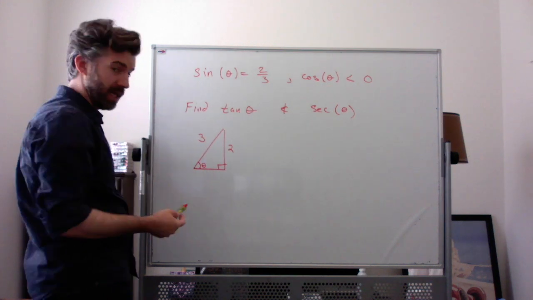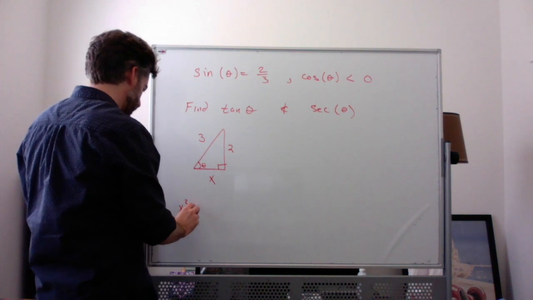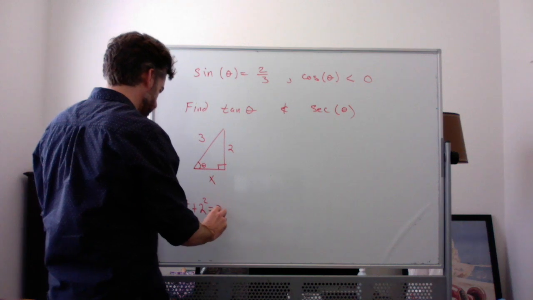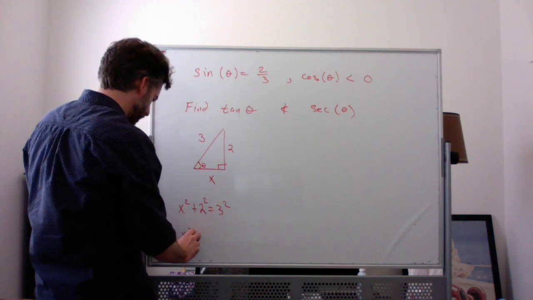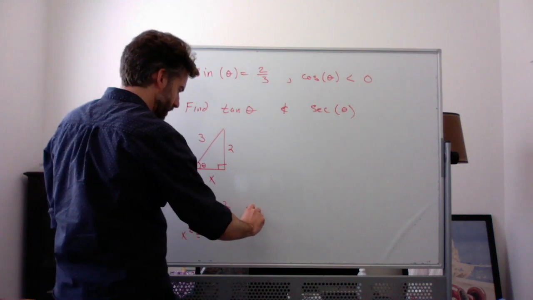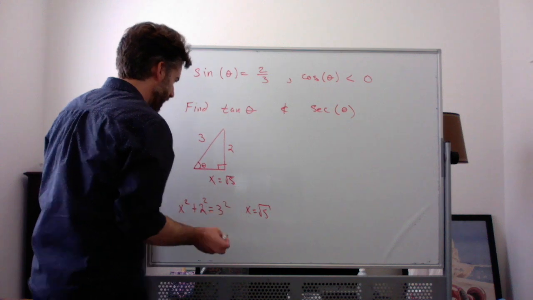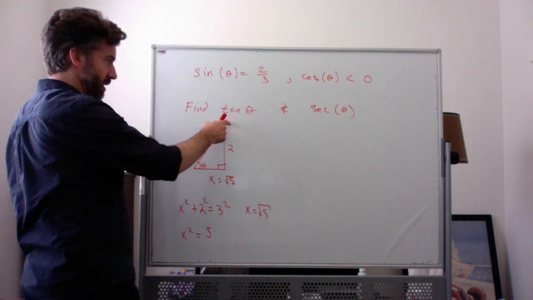I can find the third side using the Pythagorean Theorem. So let's say this is x squared plus 2 squared equals 3 squared. X squared equals 9 minus 4, which is 5. So x is equal to the square root of 5. Then I can use this triangle to find tangent and secant.